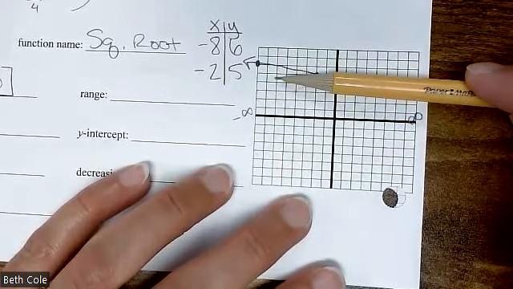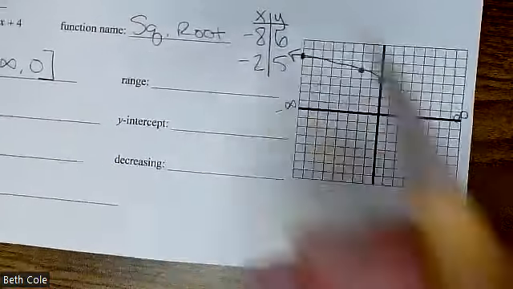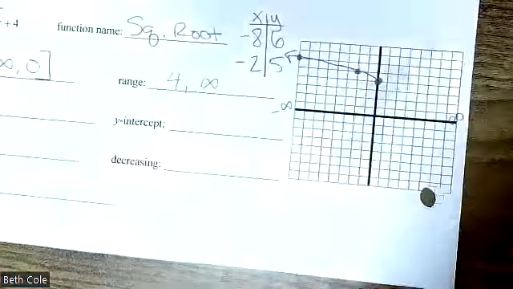I know the hallway got noisy. You have to try and focus. 4, and then we want everything above that. Okay, so it's 4 to infinity.